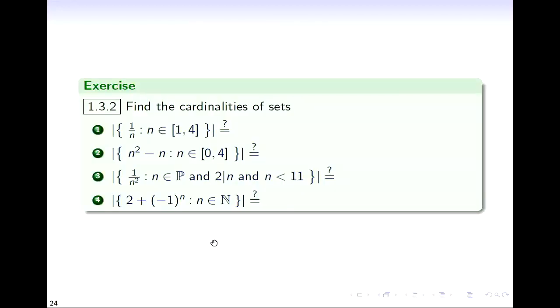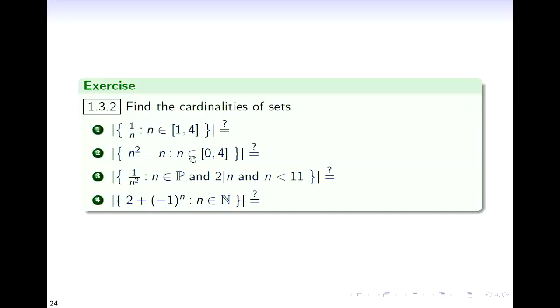A few simple exercises on these definitions. Find out how many numbers are in this set. So this is a set that is implicitly defined. We say this set contains all the rational numbers 1 over n, where n comes from the interval 1 to 4. How many elements are in this set? 4, yes. So it's 1, 0.5, 1/3, and 1 over 4.